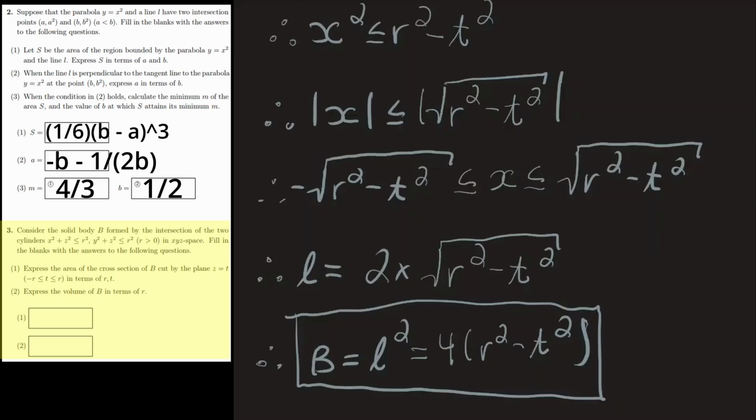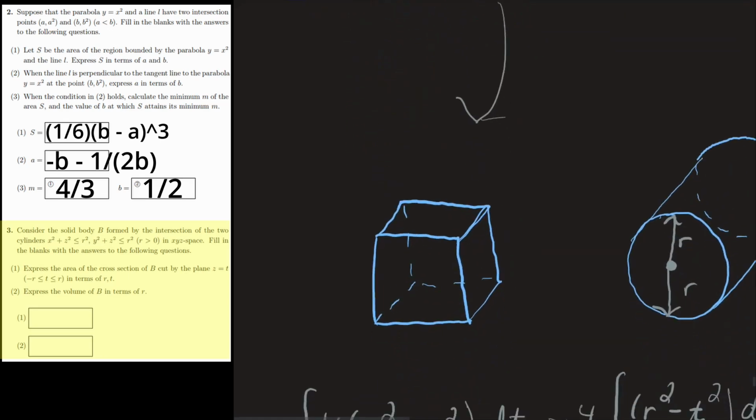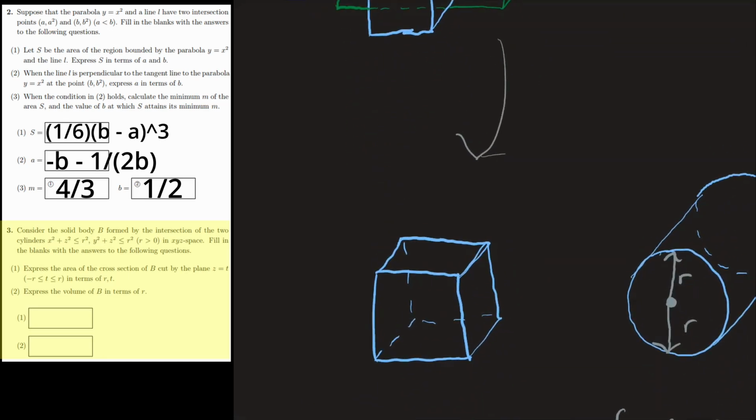So next, the question wants the volume of the entire intersection of the two cylinders. So to start, let's simplify by just drawing 2 rectangles instead. To be clear, of course, we're still talking about two cylinders, not two rectangles, but this just makes it easier to draw, and the point I make will be the same anyways. So we already found how to find the area of the cross-section cut at a certain point. So for example, if we cut right here, we can find the area of this cross-section.